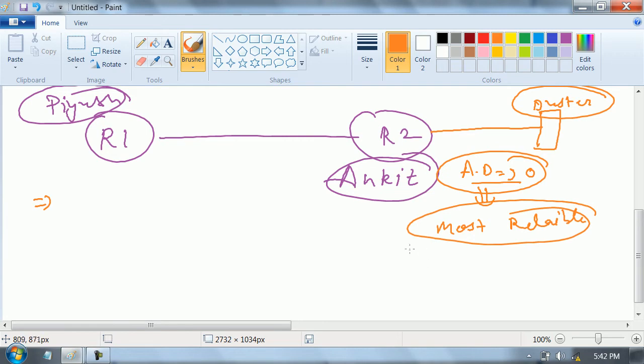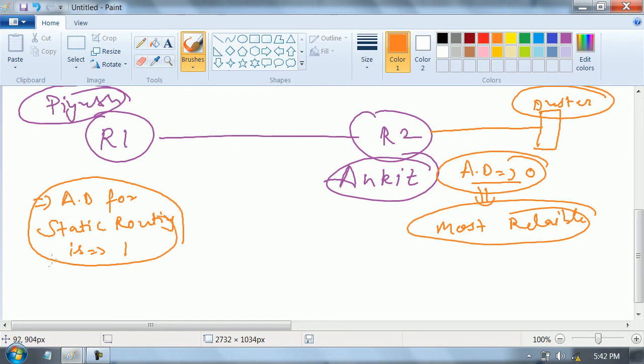It means less AD is more preferred. Less AD is more preferred. Which routing or which networks are most preferred? Directly connected. After directly connected, AD for static routing is 1. It means if we talk about reliability, R1 wants to reach Ankit, the reliability for the path is 1. Ankit wants to reach the duster, reliability for the path is 0.